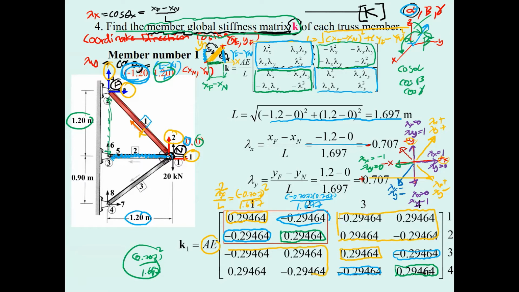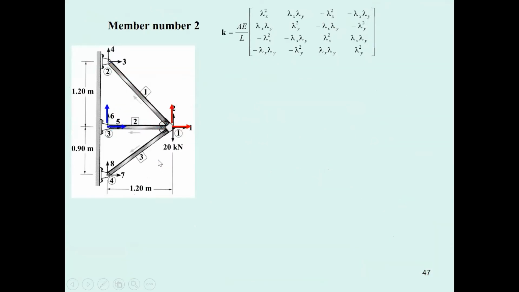You get the small k1. And then for number 2, going to be next, the direction is in this direction, and the length from here to here you may not need to calculate. You get the L of 1.2 meters without using this coordinate to compute it.